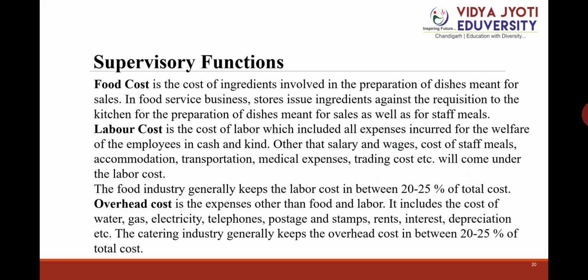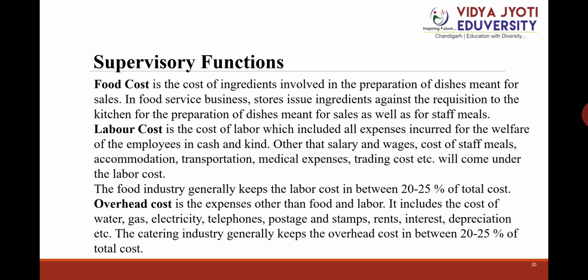Labor cost is the cost of labor which includes all expenses incurred for the welfare of the employees in cash and kind, other than the salary and wages. Cost of staff meals, accommodation, transportation, medical expenses, training costs, etc. will come under the labor cost. The food industry generally keeps the labor cost between 20 to 25% of the total cost.